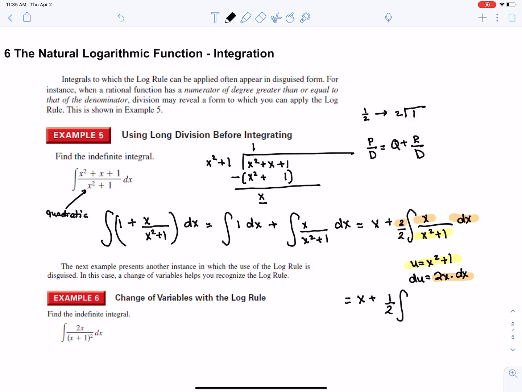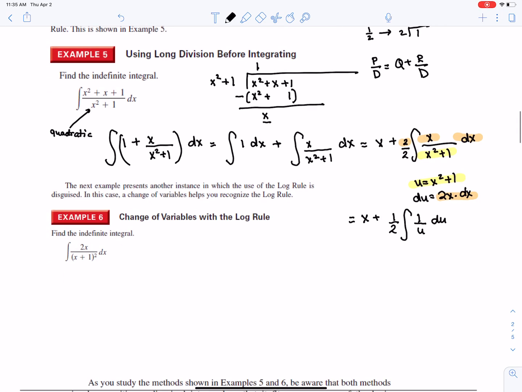My integral becomes 1 over u du. And then it becomes x plus 1/2 ln absolute value of u plus c. Because I don't have values, it's an indefinite integral. X plus 1/2 ln, my u was x squared plus 1, and then I add my arbitrary constant.